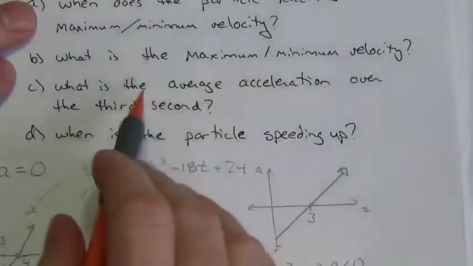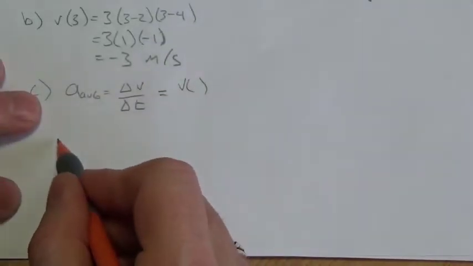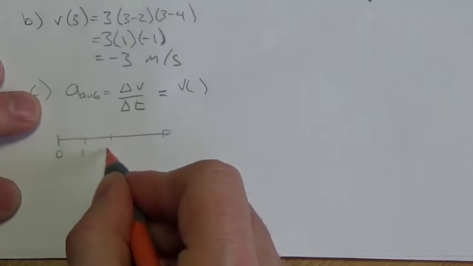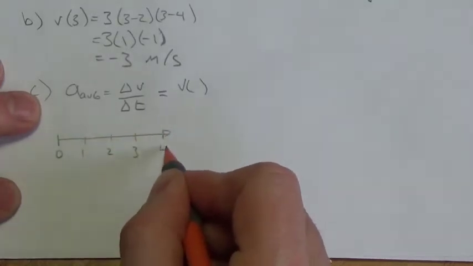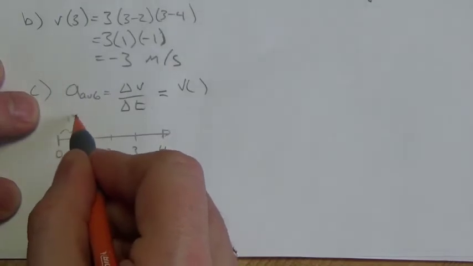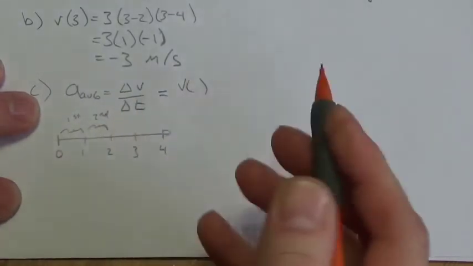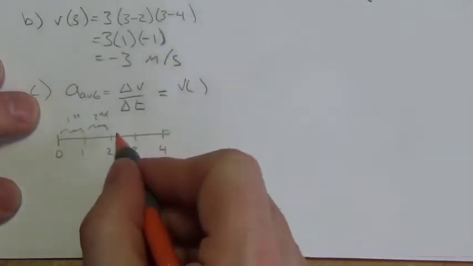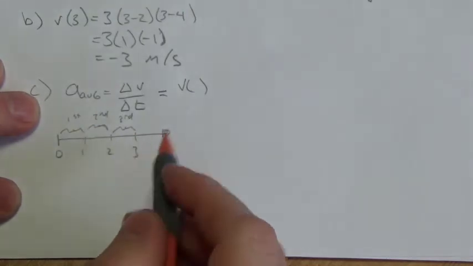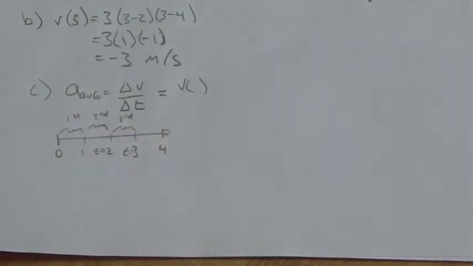It says over the third second. Well, what times are those? Let's take a look at our number line here. Here's 0, 1, 2, 3, 4. From 0 to 1, this is our first second. This is our second, and I know it sounds goofy to say it, but it's our second second. This right here, this is our third second. Now notice that it ends at time equal to 3 and begins at time equal to 2.